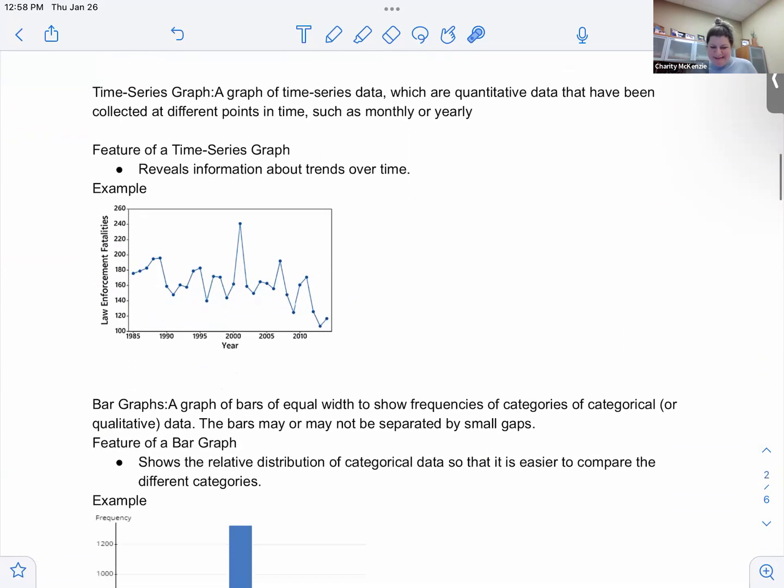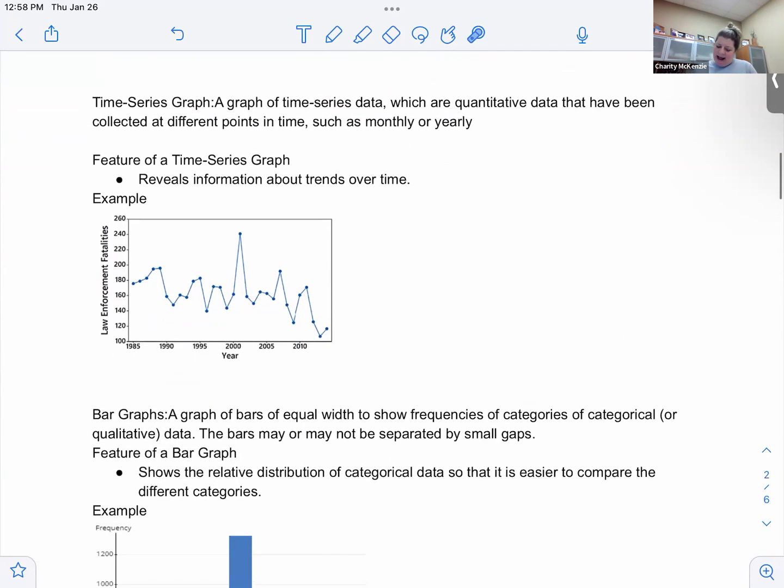Okay, time series. Great graphs if you want to show something that changes over time. So maybe you want to show the value of your house from the time it was built. Like my house, it was built in 1981. You could see the value of your house at every single year, and if it's gone down or up. So it's based on time and it shows trends.